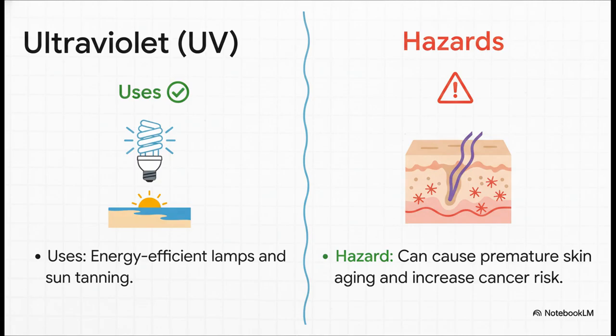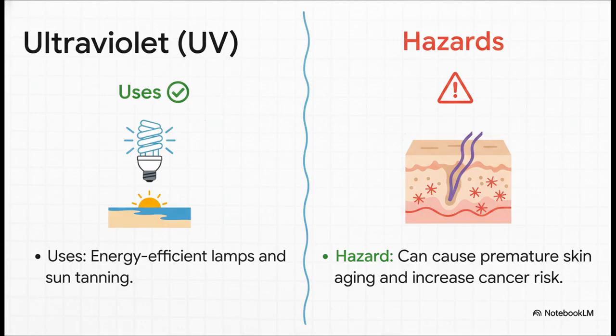Now, this is where things get a bit more interesting, and also a bit more dangerous. We're now in the high energy half of the spectrum. Ultraviolet, or UV, is useful stuff. It's in energy-efficient lamps, and it's what gives you a suntan. But this is also where the hazards really start.